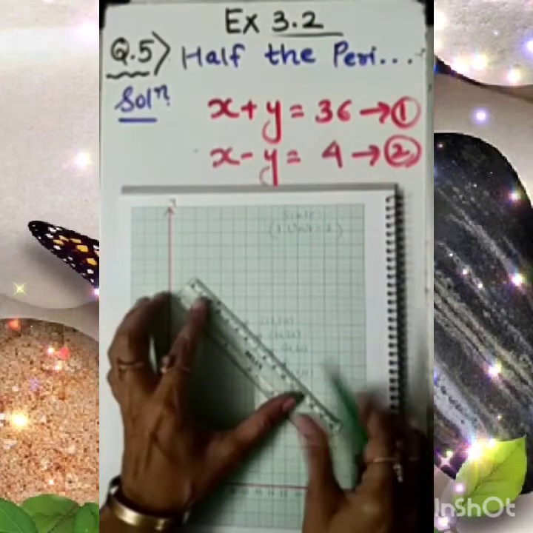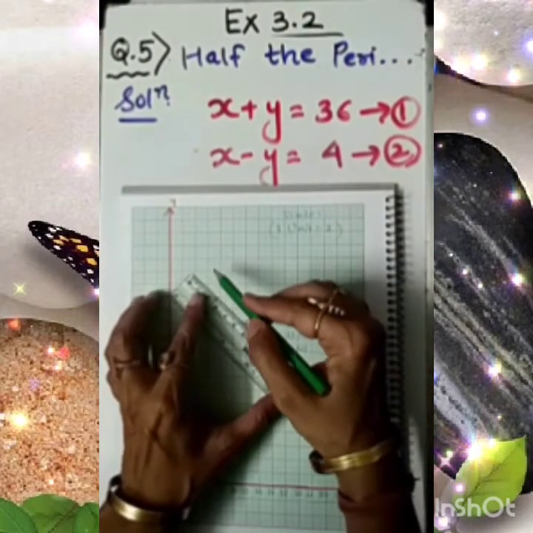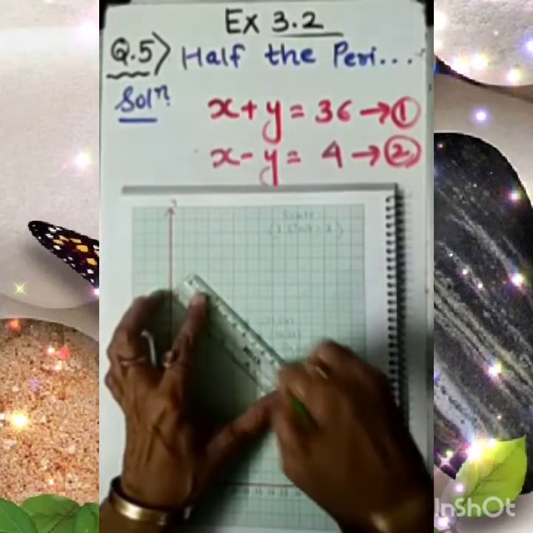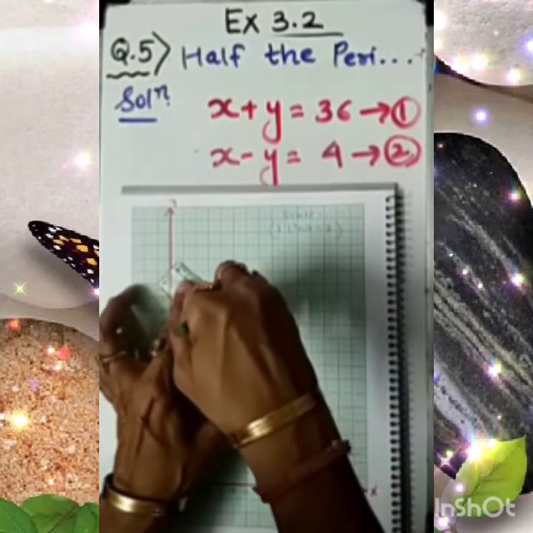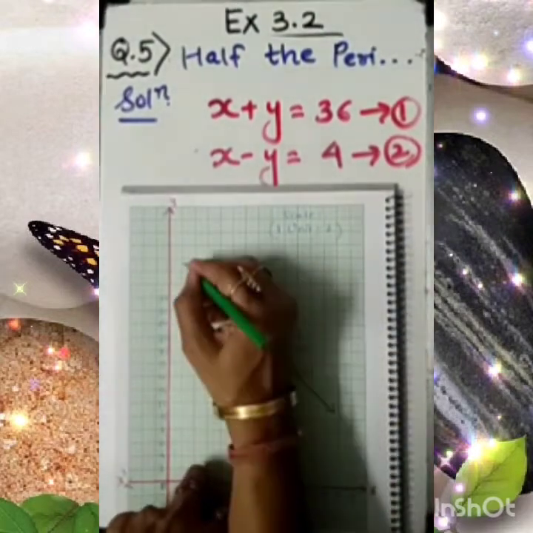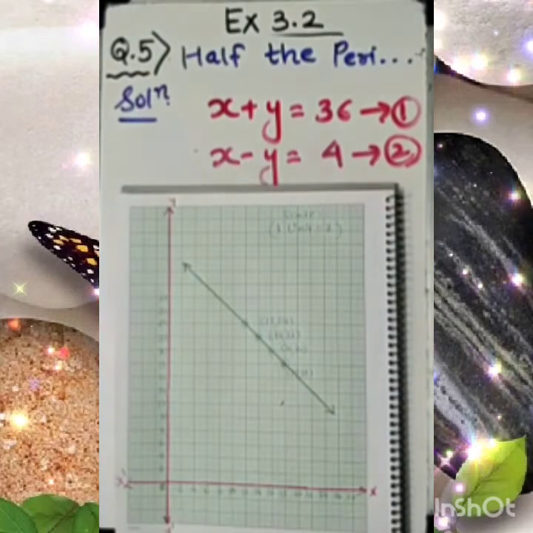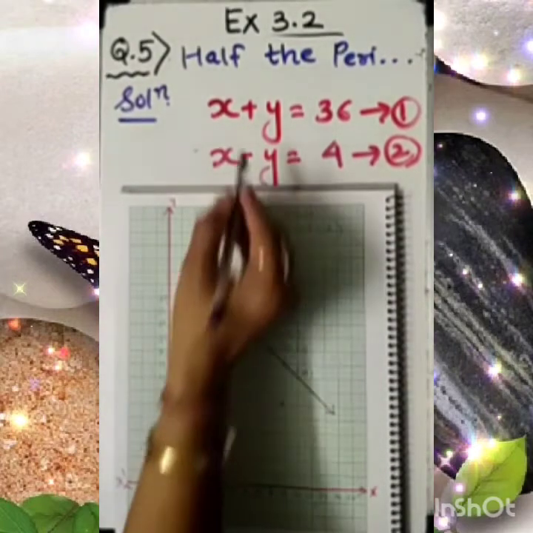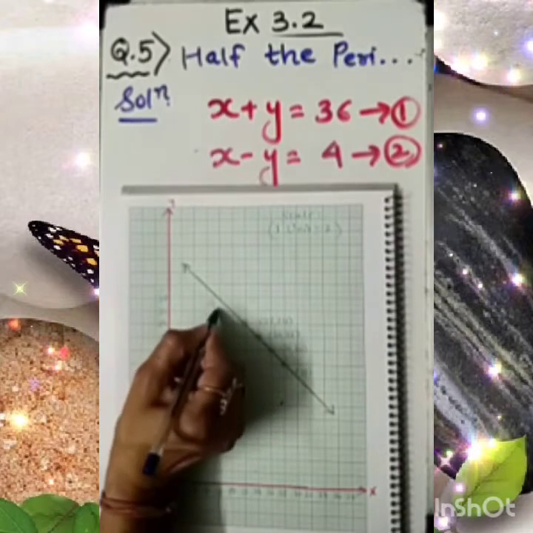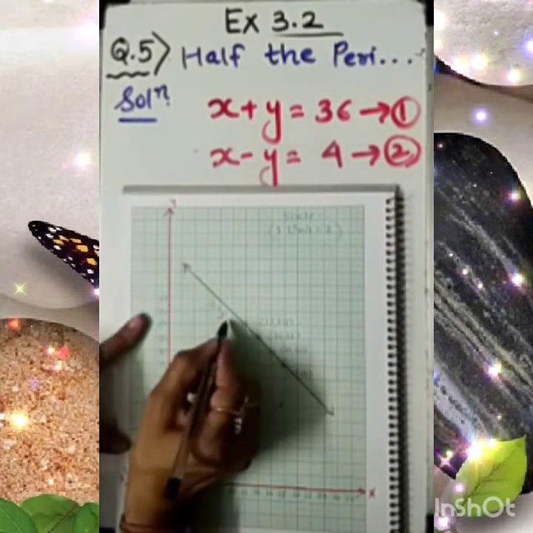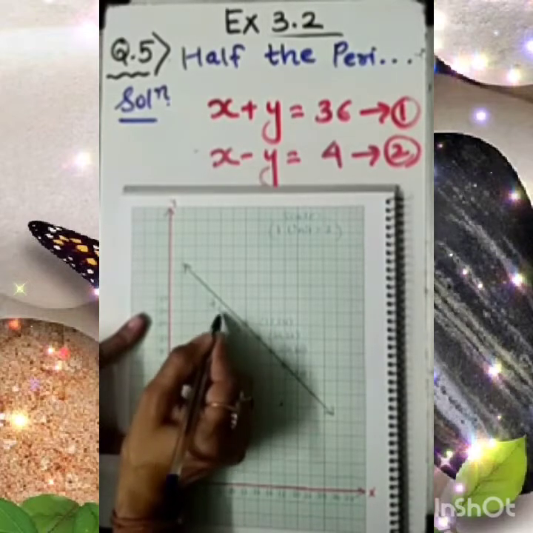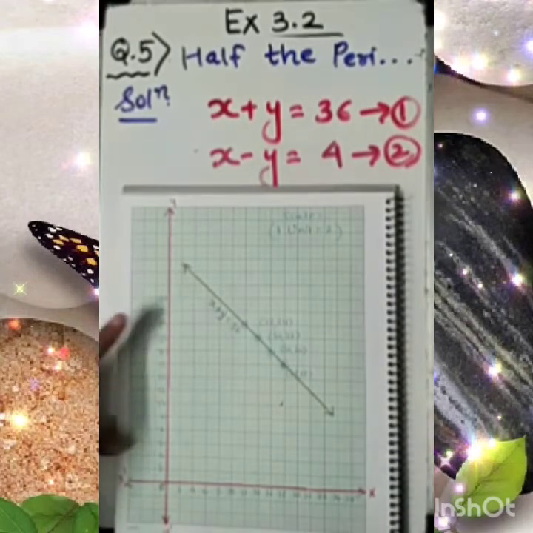If I extend this line on both sides, joining these 4 points this way, then it is visible. This is the line for which linear equation? That is the first linear equation, 2x plus y equal to 36, right? This is the linear equation, 2x plus y equal to 36.